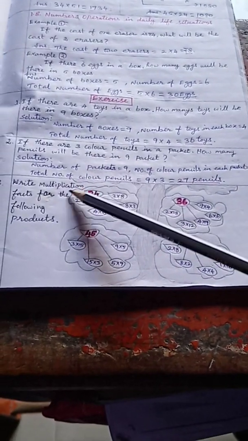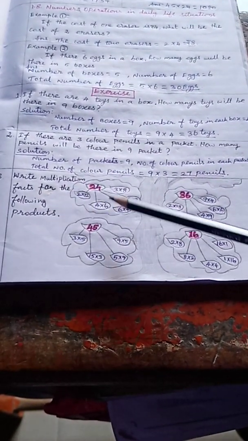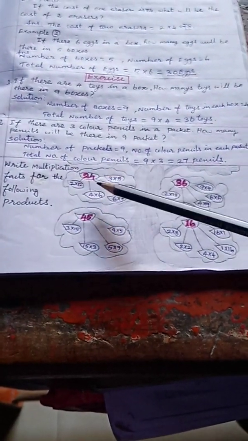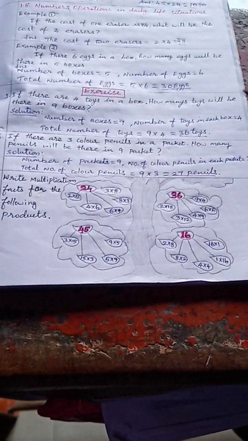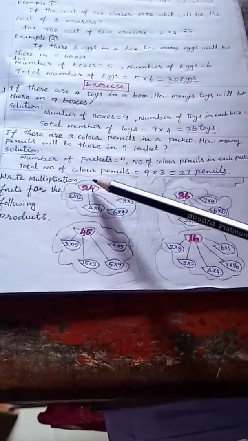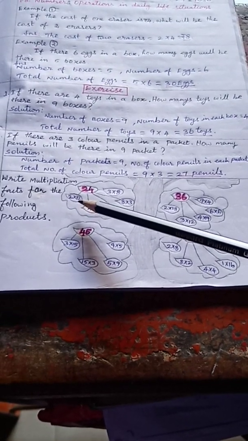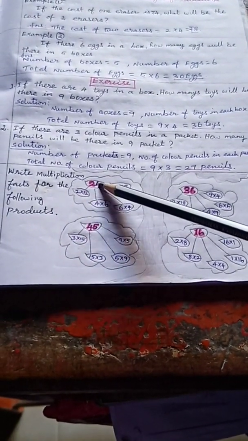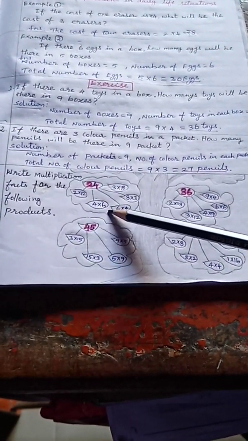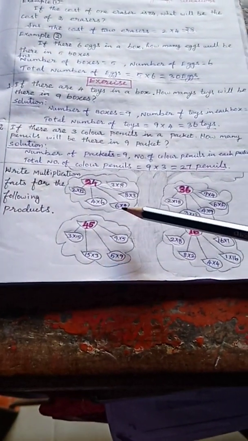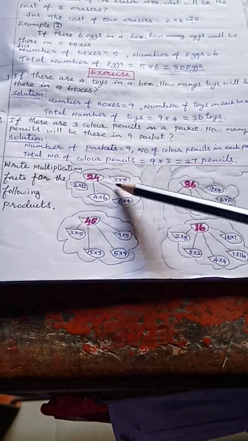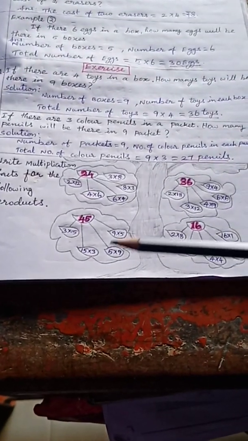Now write multiplication factors for the following products. So 24 is the answer. Any two numbers you multiply to get the answer 24. What are the two numbers? 2 12s are 24. Next, 4 6s are 24. Next, 6 4s are 24. 8 3s are 24. 3 8s are 24. Like this we have to find out.